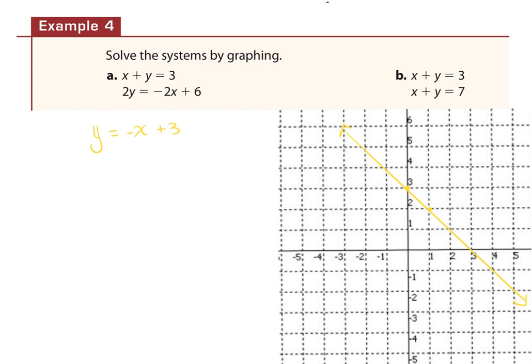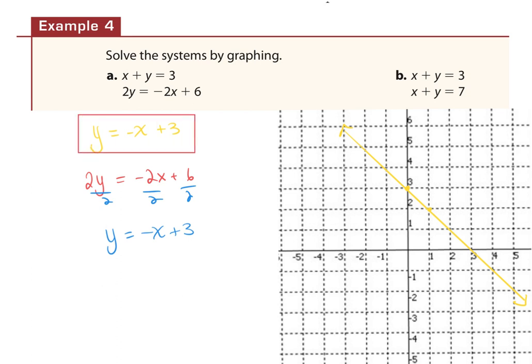If I put the second line in slope-intercept form, all I need to do is divide everything by 2. Y equals -x plus 3. What's going to happen when I graph that? It's the same line, right? And so where do these cross? Well, they cross on the entire line, right? And so I don't have just one point that is my answer. I actually have an infinite number of points. Specifically for this one, my answer is the line itself.